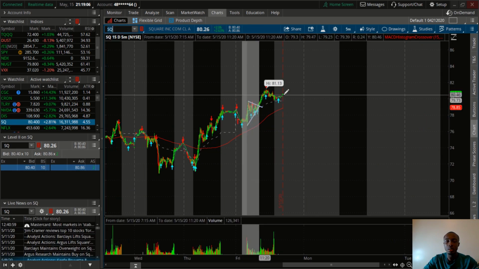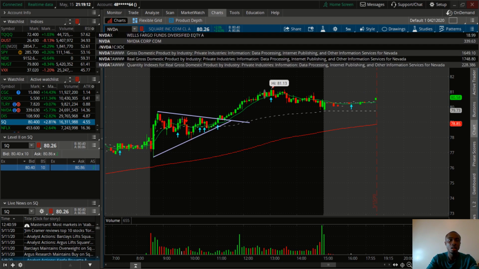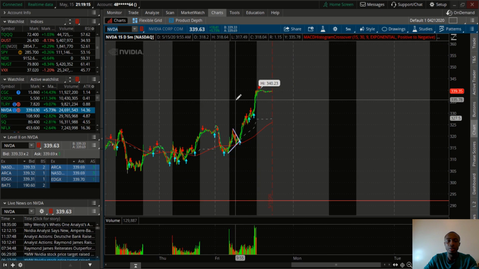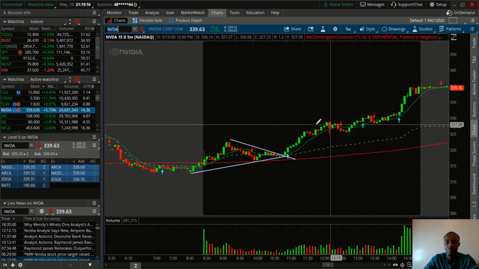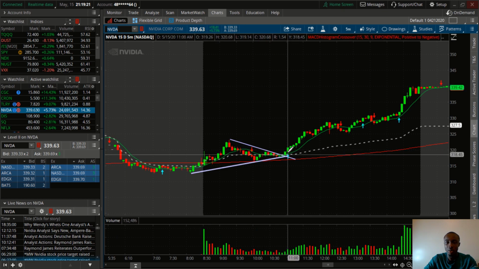me noticing the pattern on Square, and another stock which showed a very clean pattern, I believe, was NVIDIA. Let me go over here. Yeah, NVIDIA. See, this one also was clean. There's a bullish triangle right there which broke out at 11. So all of these stocks started moving at 11.